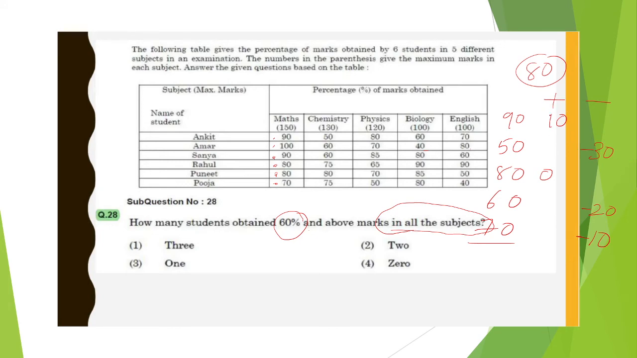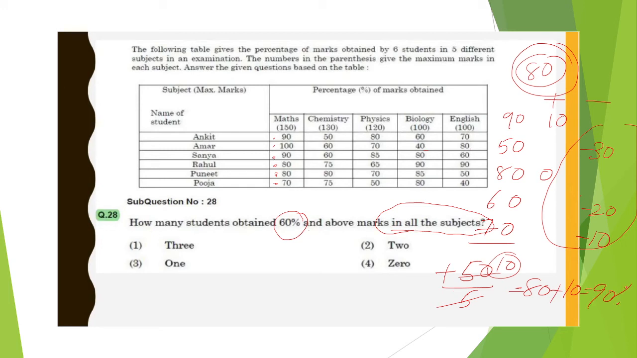Whatever positive values we have, we add, and whatever negative values we have, we add. That means minus 50, minus 60, plus 10, that is minus 50 out of how many subjects? 1, 2, 3, 4, 5. Okay, this is positive, that's why we have to add it to whatever we considered average now. This is the total overall percentage of Ankit.